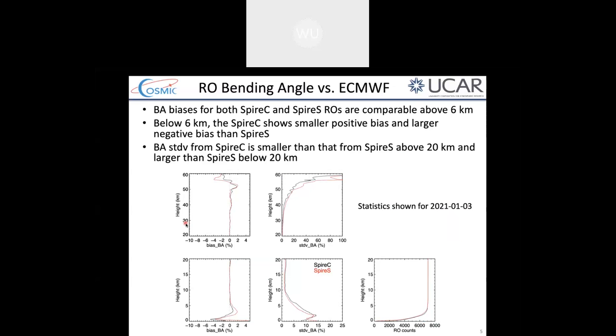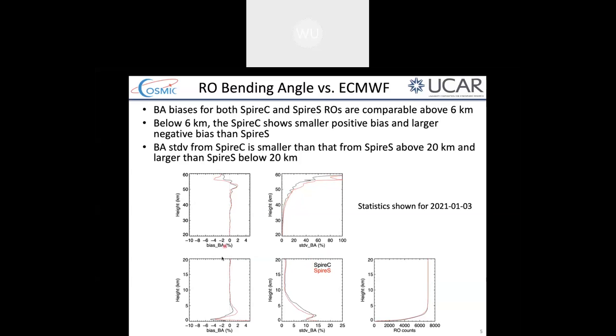In terms of some interesting features here, the top left is the bending angle bias versus ECMWF, where the CDAC produced version is the black line and red is the Spire produced version. The standard deviation is up here on the right, so you can see some differences. In particular, up high, there's a higher standard deviation for the Spire product than what we're getting. That's above 35 or so kilometers, and that starts to become more and more apparent.